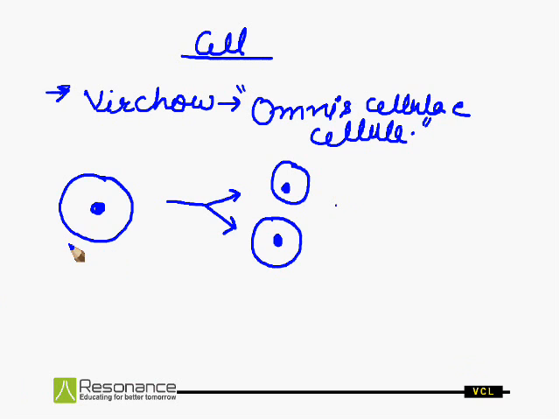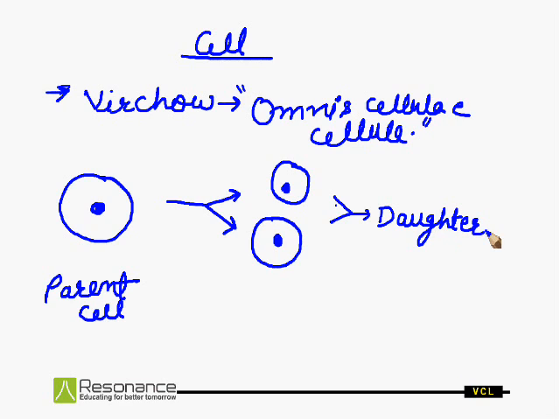This preliminary cell is called the parental cell, parent cell or mother cell, while the cells formed after division are called daughter cells. Later on, these daughter cells will obtain the size of the mother cell and later on they further divide.